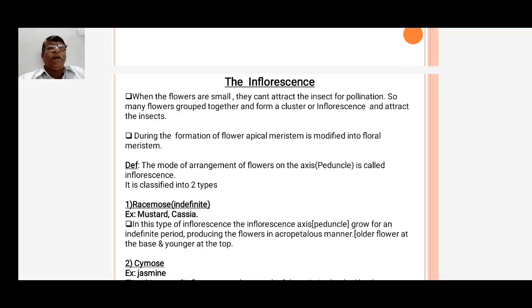Next, we shall see the new topic. See the diagrams also. Diagrams of cacti, diagrams of onion, very important. The inflorescence. See the diagrams of inflorescence. Acacia plant and even jasmine, what we call mallige anta karithi. Inflorescence.